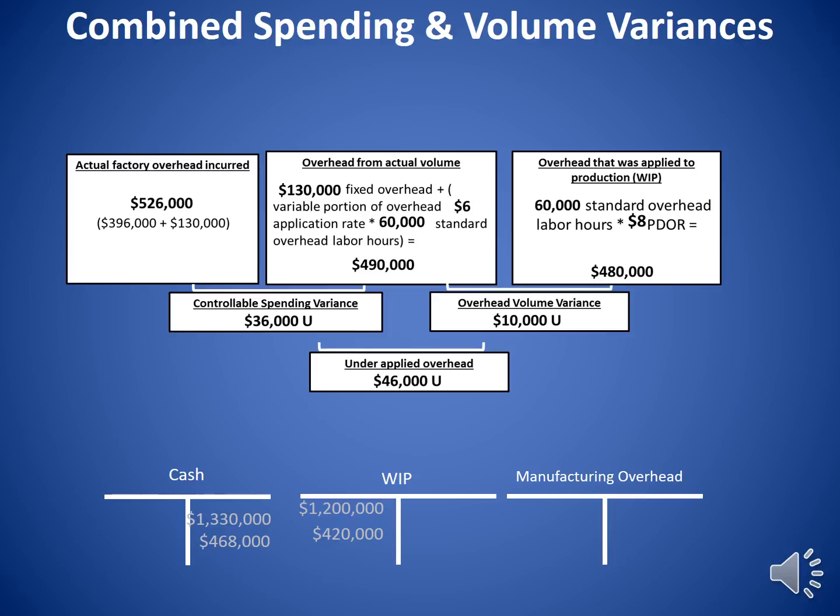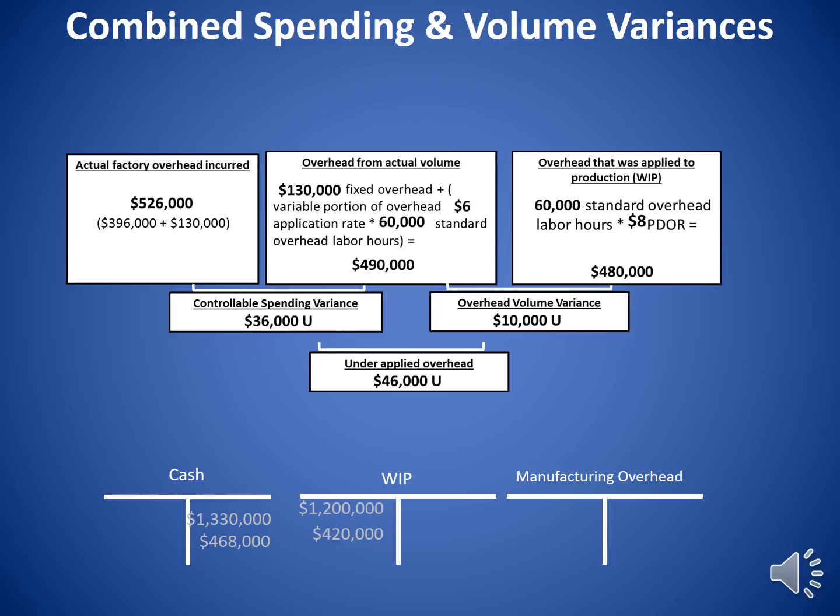Now first of all, you'll notice I don't have any variance accounts, because typically controllable spending and overhead volume variance accounts are not included as general ledger accounts. They're typically only calculated at a quarter end or year end or things like that, and they're for information purposes only. So in this case, we have 3 major accounts where the entries are recorded: cash, work in process, and manufacturing overhead.